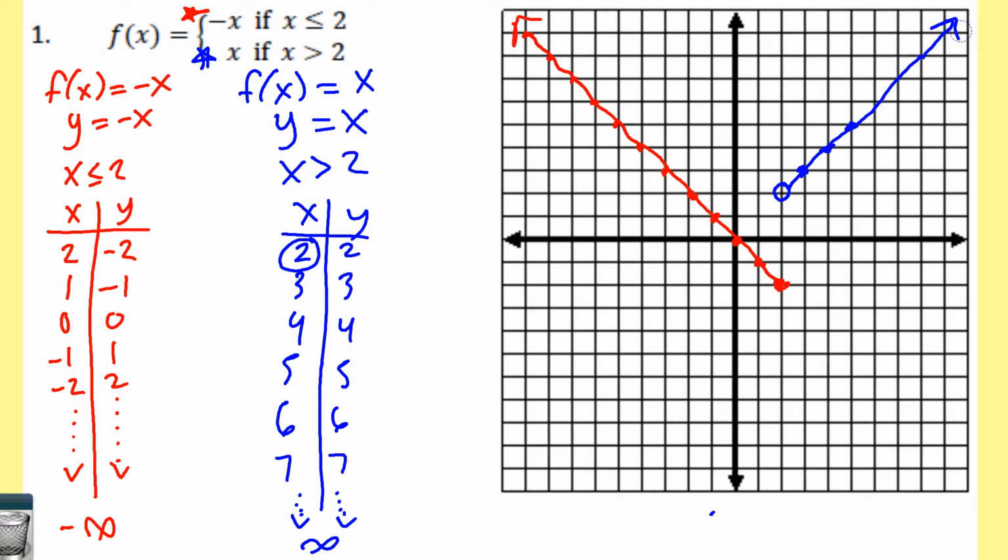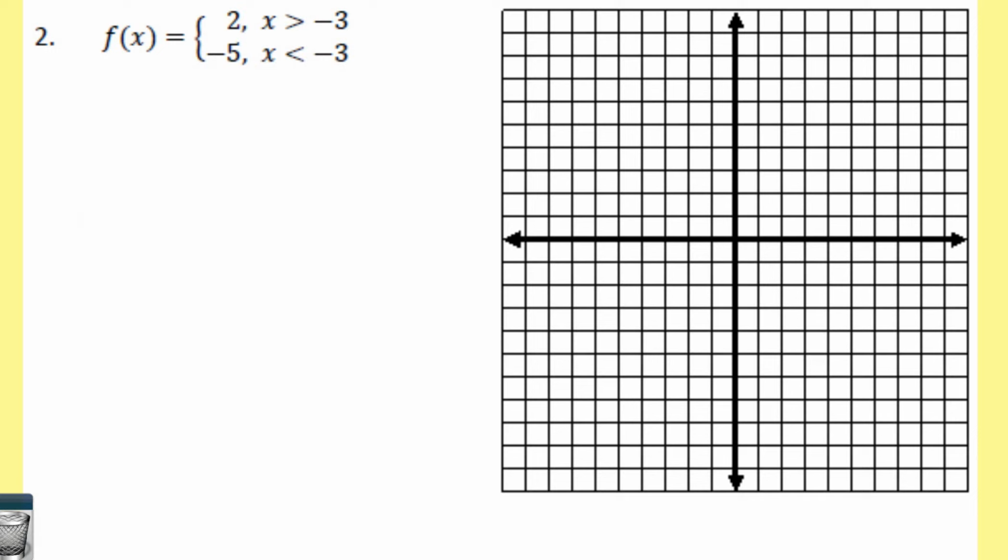All right. Now I've got two lines here and two lines on my graph. Again, I know it's a function because it passes the vertical line test. All right, let's do a whole bunch of them. Again, I'm going to start with the red one. So my line is going to be y equals 2, but only when x is bigger than negative 3.